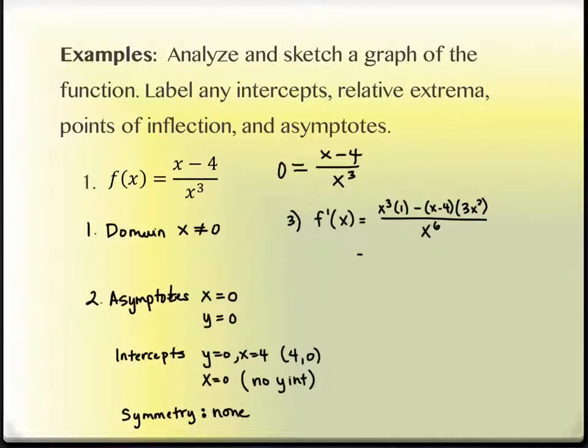Okay, so I have now x cubed minus 3x cubed plus 12x squared. Does that look right? All over x to the 6th. The first two pieces, of course, combine, right? So I would have negative 2x cubed plus 12x squared over x to the 6th. What else would I have? I mean, what else can I do?